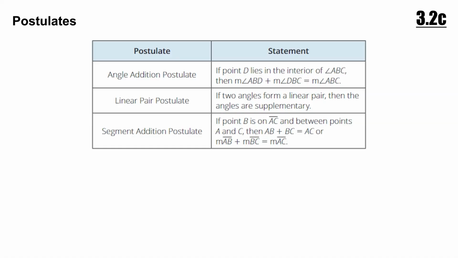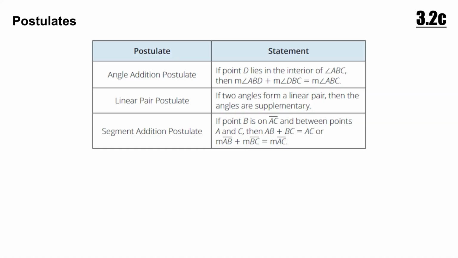The angle addition postulate states, if point D lies in the interior of angle ABC, then the measure of angle ABD plus the measure of angle DBC equals the measure of angle ABC. The linear pair postulate states, if two angles form a linear pair, then the angles are supplementary.